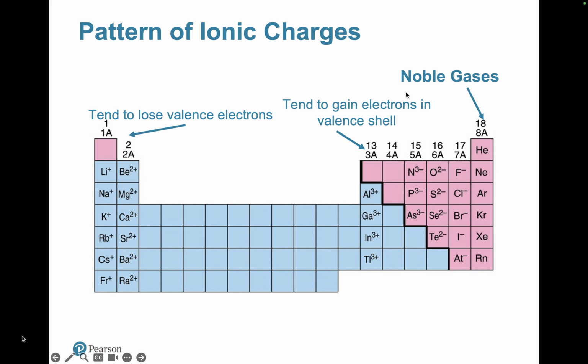Let's jump all the way over to the other side, which is the nonmetals. Again, group 8, which is the noble gases, they don't lose anything. They have 8 electrons in their outer shell, except for helium that has 2. Either way, all full. They don't want to lose or gain electrons, so they're not going to be charged at all.